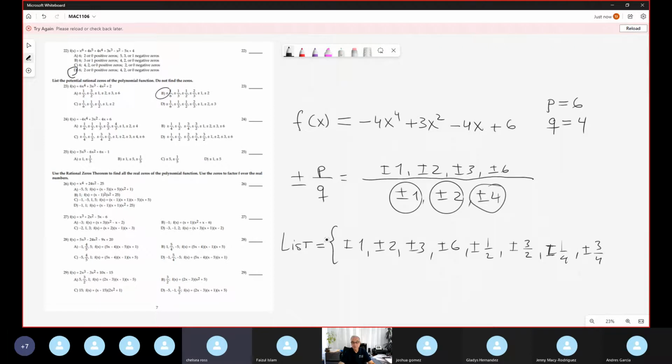And 6 over 4, which is 3 over 2. Okay. I suppose it's the same, option B. Let me see it out. 1/4, 1/2, 3/4, 3/2, 1, 2, 3, and 6. Okay. Actually, we have 1, 2, 3, 4, 5, 6, 7, 8. Option B. Okay, I suppose so, yeah.